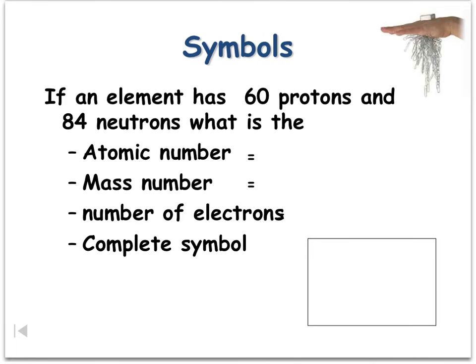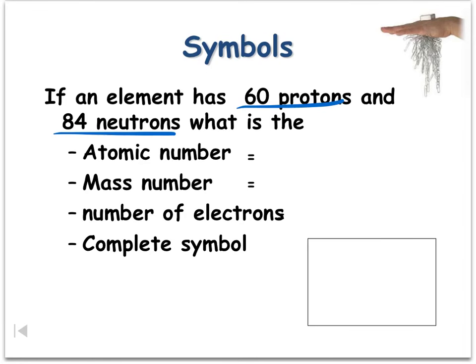Solve this problem and start the video back up when you've found the answer. Answers. This one's a little trickier. It gives you the protons and it gives you the number of neutrons. And remember, those are the heavy subatomic particles in the atom.